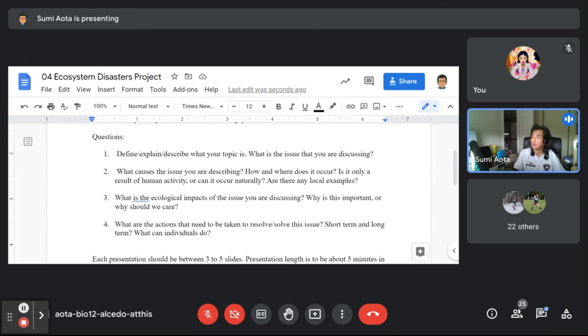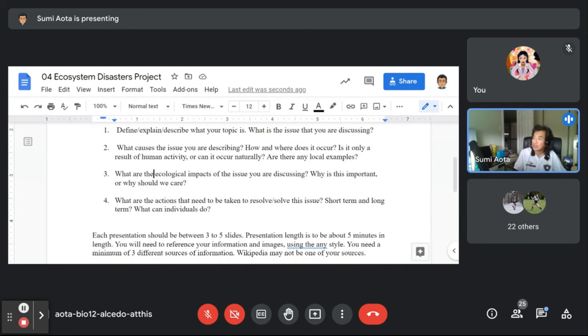And are there any local examples? What are the ecological impacts of the issue you are discussing? Why is this important, or why should we care? What are the actions that need to be taken to resolve or solve this issue? Short-term and long-term, what can individuals do?